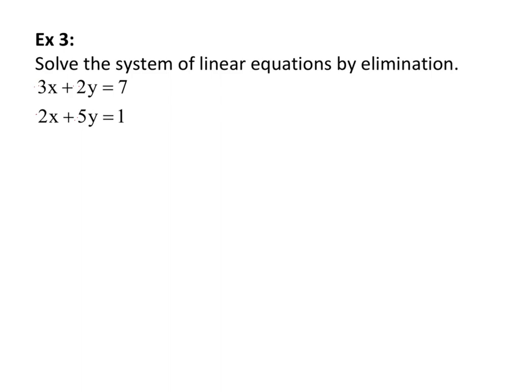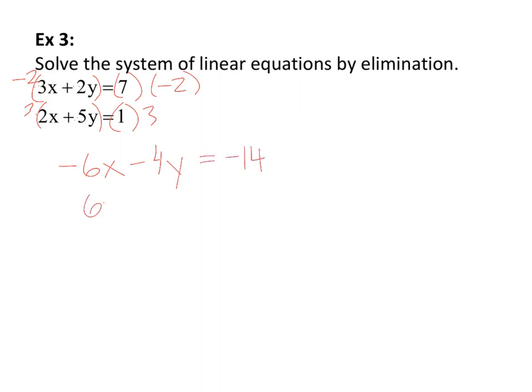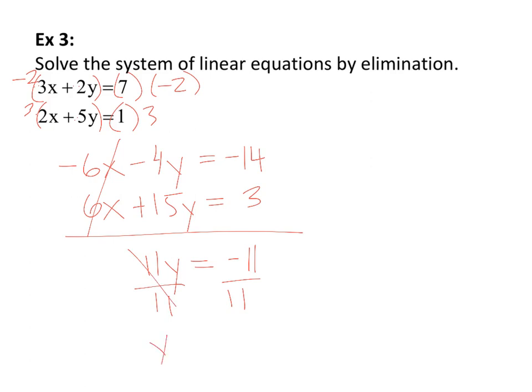So let's see. I'm going to cancel out x. So I'll multiply this one by -2, so I have opposite signs. I'll multiply this one by 3. And then I end up with -6x minus 4y is equal to -14. And then I have 6x plus 15y is equal to 3. Cancel out the x's. I get 11y equals -11. Divide by 11, and y is equal to -1.